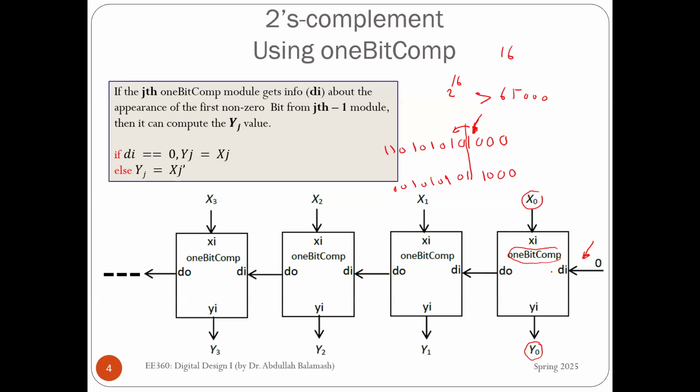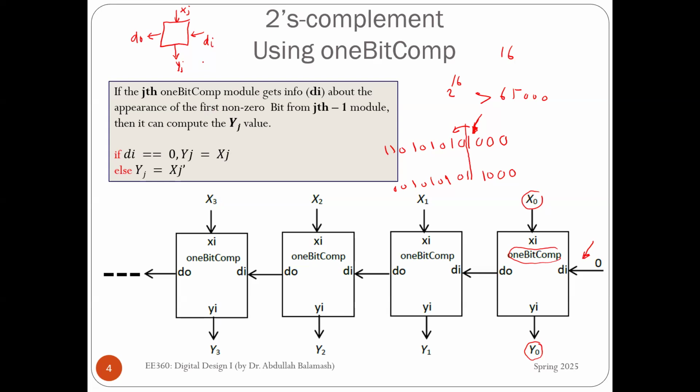We'll do this module very simple. As we said, Y will depend on DI and XI. So let us focus now on the gate module. Assume this is the gate module. We have XI. We need to compute YI. And this, we name it DI. And this is DO.